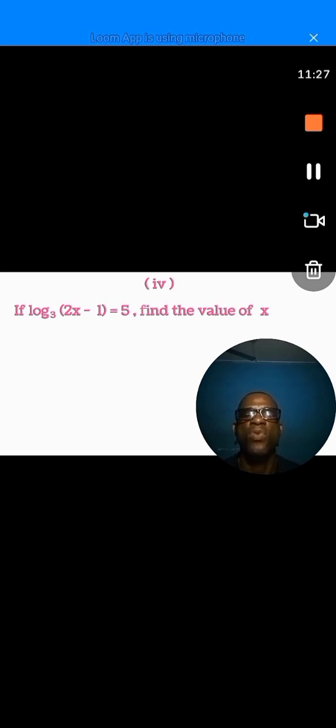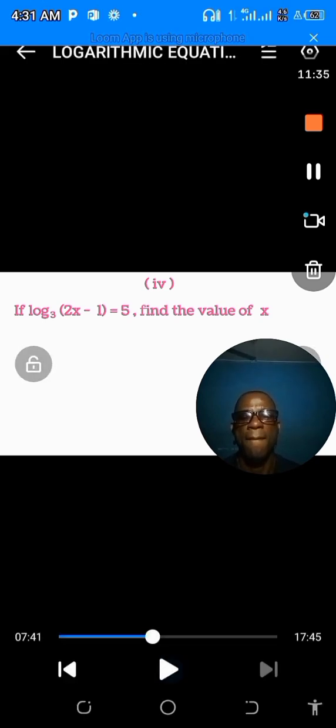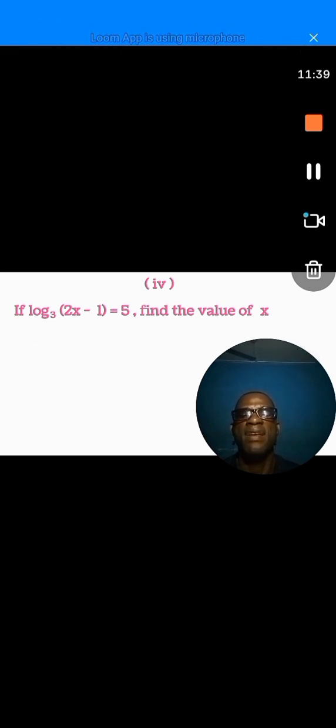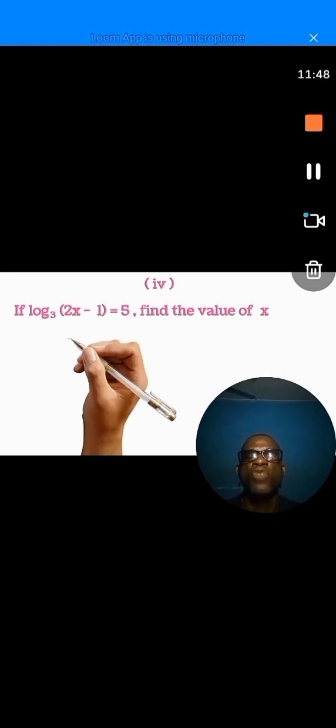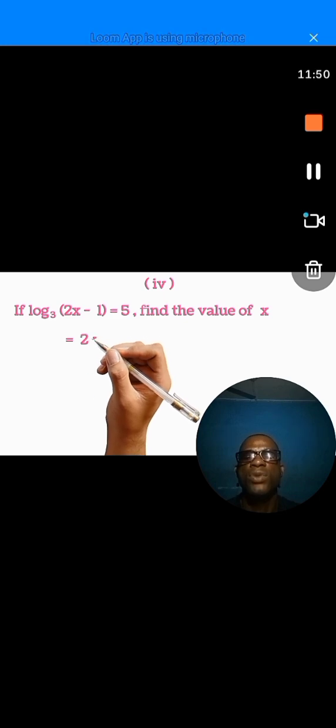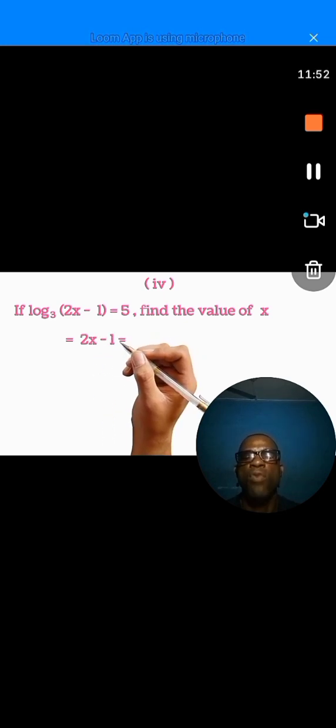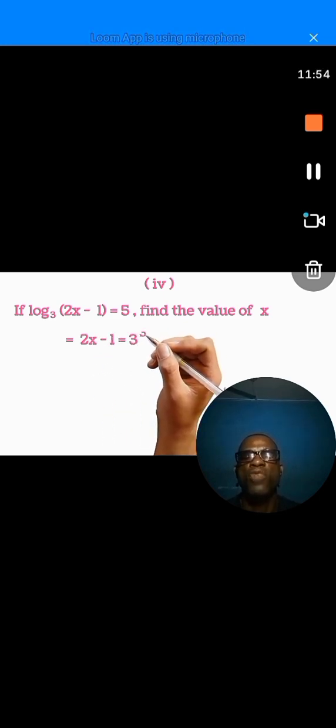2x minus 1 is equal to 3 raised to power 5, and that is how we're going to go about it. So we begin. 2x minus 1 is equal to 3 raised to power what? 5.